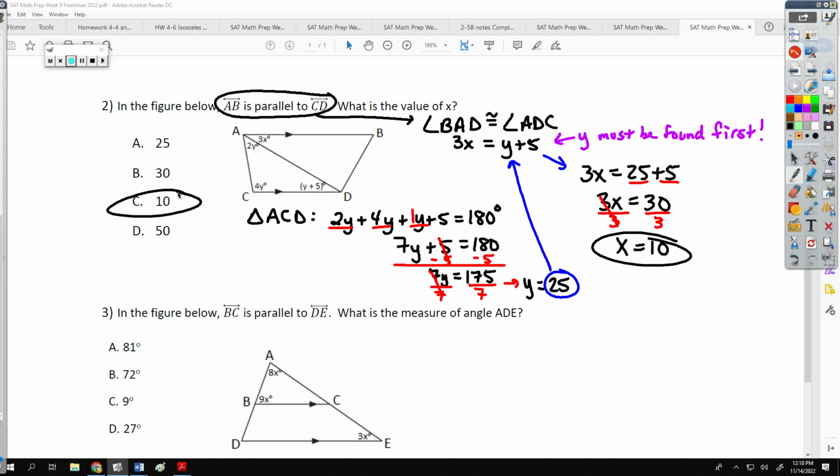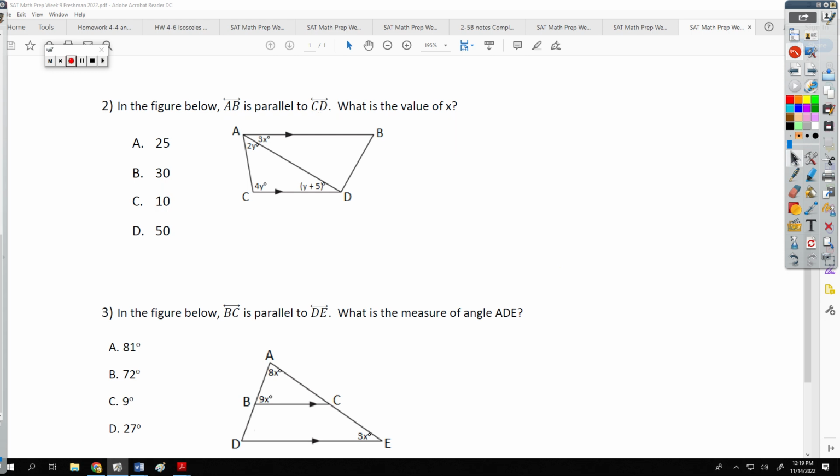So there's example 2. Now notice that you have to recognize that you have a pair of alternate interior angles, and that alternate interior angles must be congruent in order to solve this problem. You also have to recognize that the three angles in any triangle add up to 180 degrees. Because if you don't recognize that, you can't find y. And if you can't find y, you cannot find x. All right, one example to go. So let's go take a look at example 3.